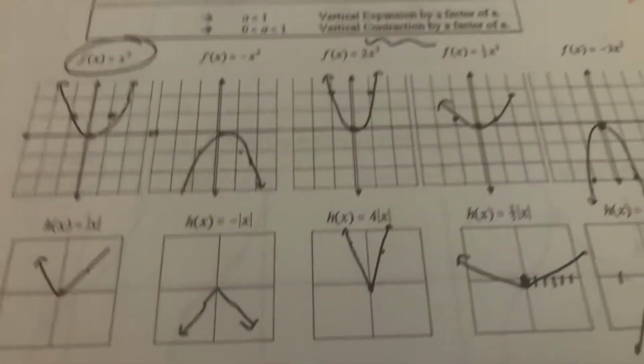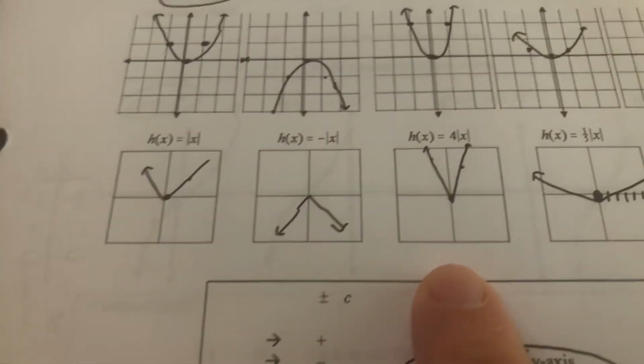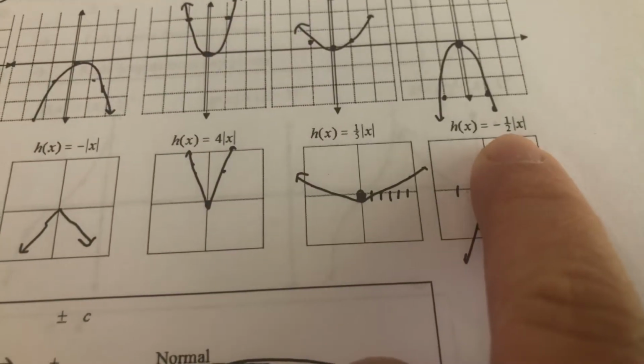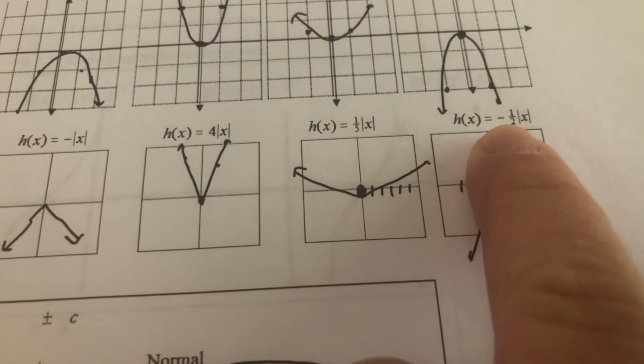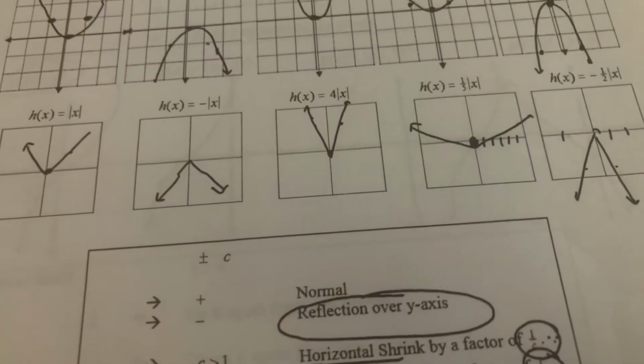All right, and so we have the absolute value reflected, vertical stretch of 4, and then the negative is going to reflect it, and the half is going to make it wide.